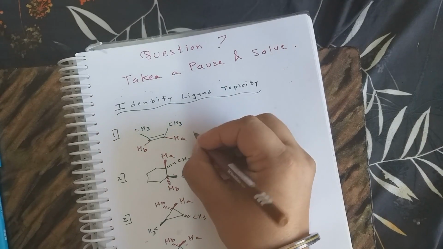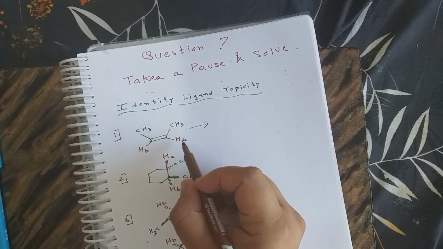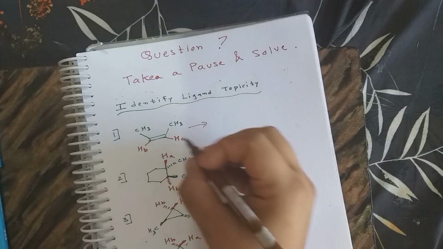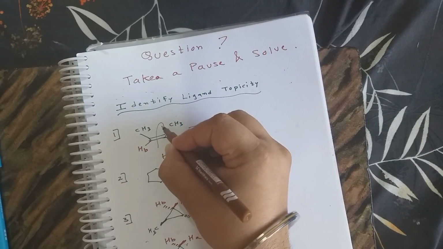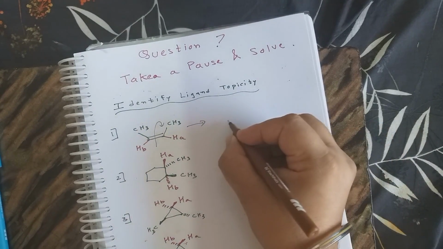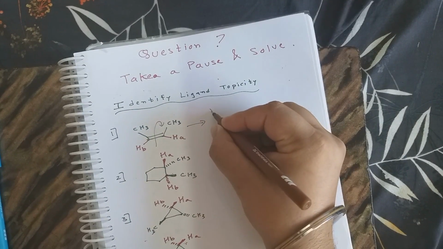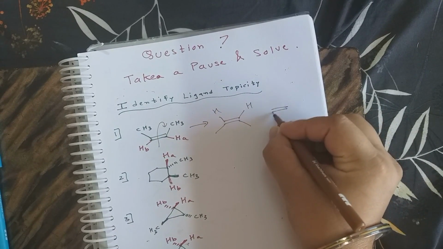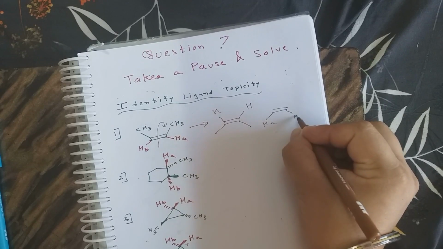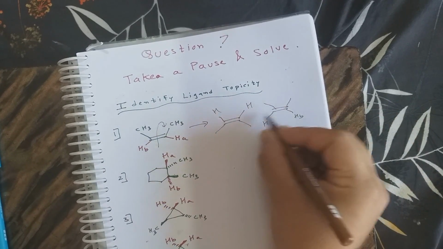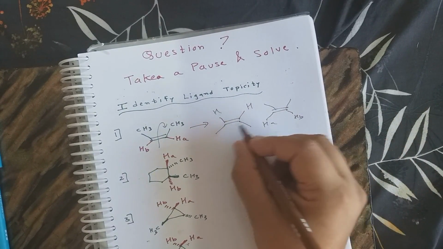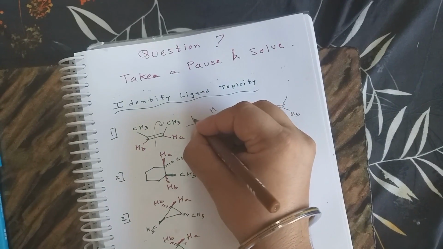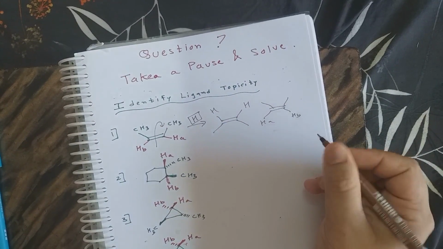As you can see in the first example, we have to identify the topicity of this HA and HB. If I rotate 180 degrees, or if I draw it like this, with methyl, this HA, this HB, both methyls will be the same. So there is no change. So this H and H will become homotopic. I am writing only H. So this will become a homotopic relationship.